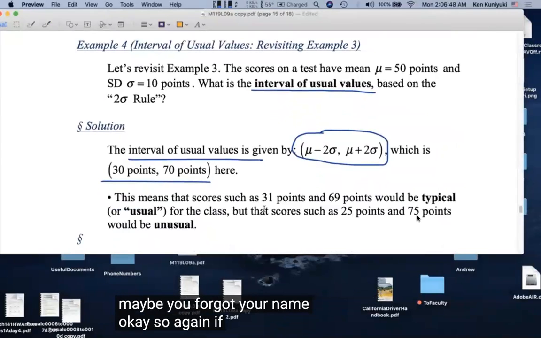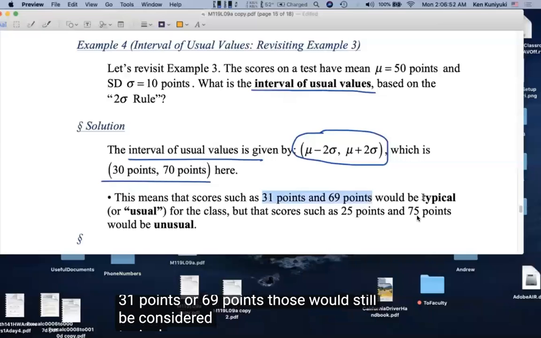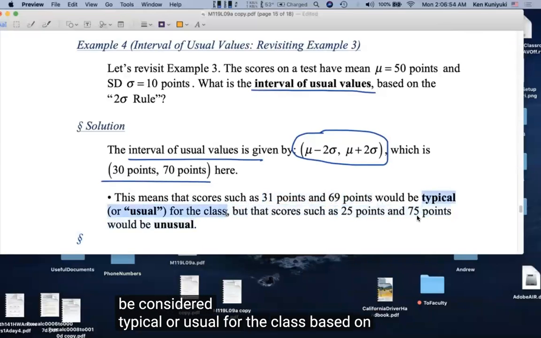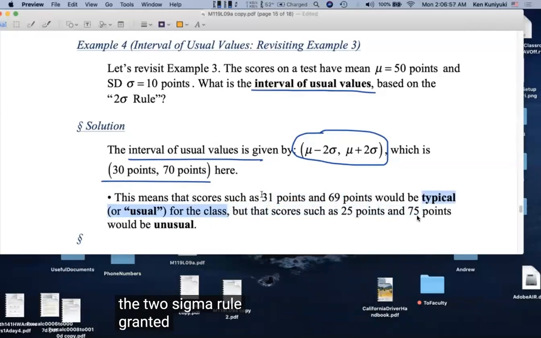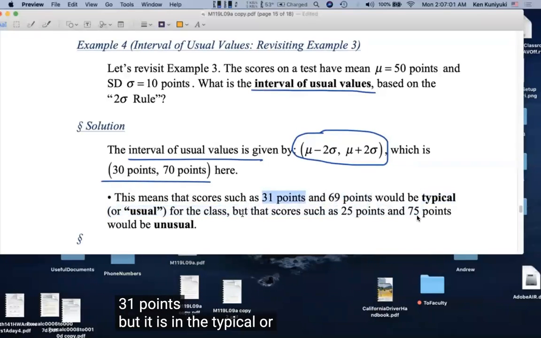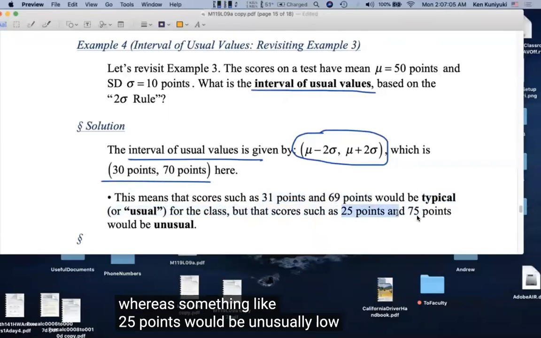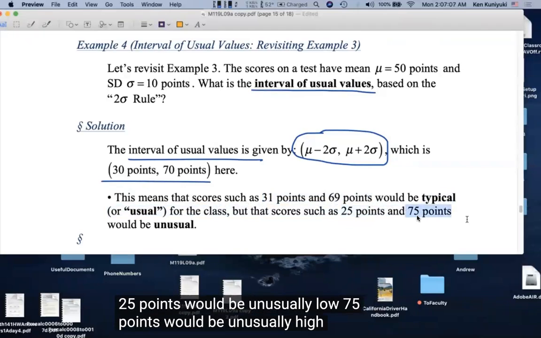Okay, so again, if you score, for example, 31 points or 69 points, those would still be considered typical or usual for the class based on the two sigma rule. Granted, you may not be thrilled by the 31 points, but it is in the typical or usual range. Whereas something like 25 points would be unusually low, and 75 points would be unusually high.